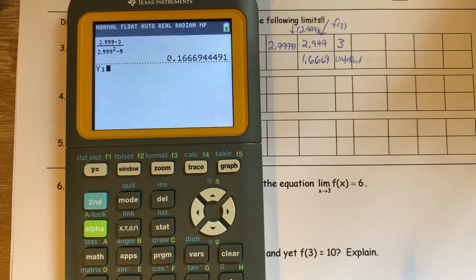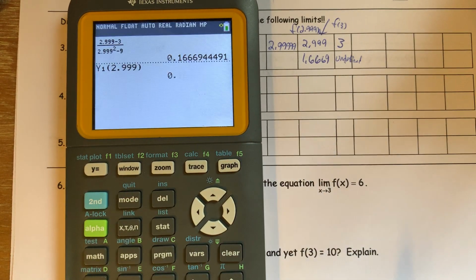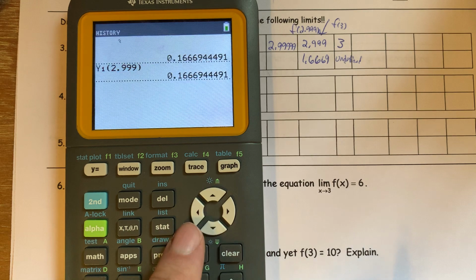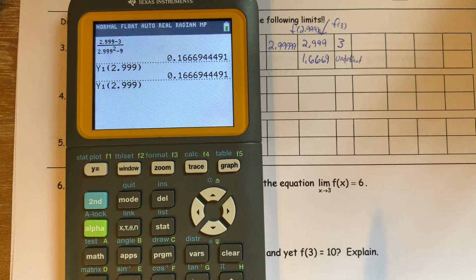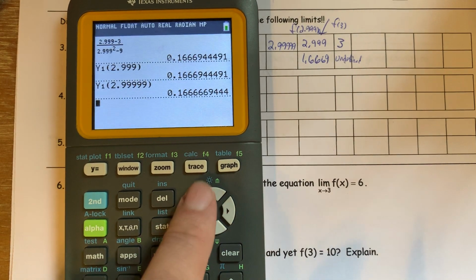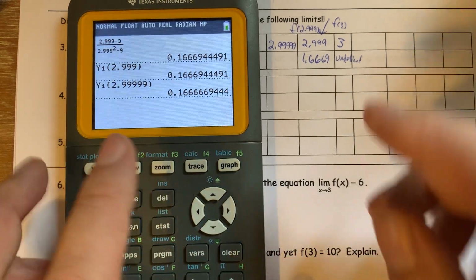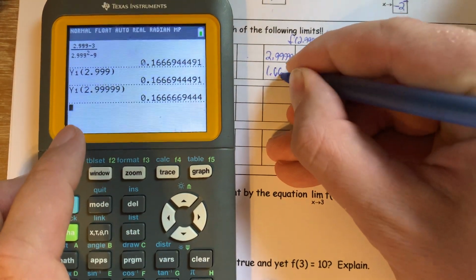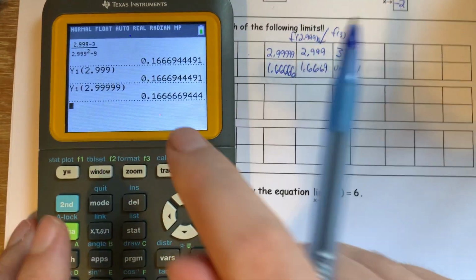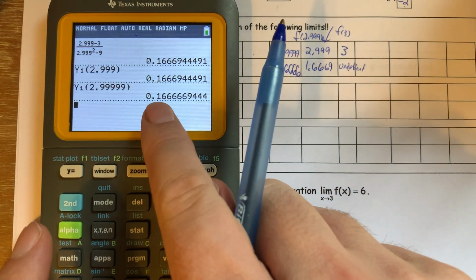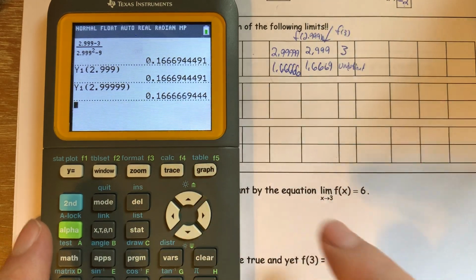And just like if this was f of x, I would put y1 of 2.999, and that'll give me this one from before. But I can also just add on some 9s now and not have to retype stuff. You can just press up and highlight the thing from before. It makes it faster. And I can see this is now 1.666666. And so now it's clear that the limit, the closer I get to 3, the closer to 1.16.